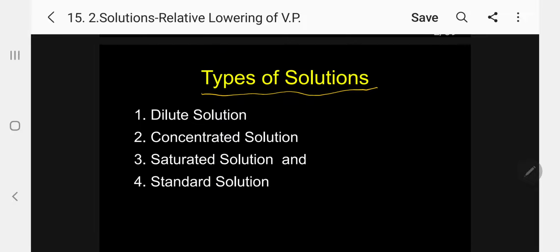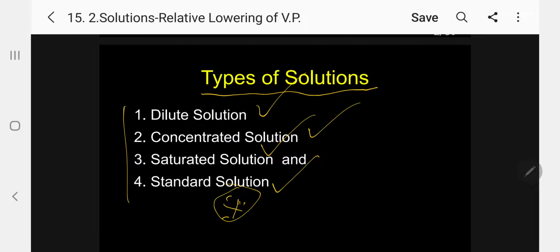And also I can classify into true solution, colloidal solution, suspension. Aqueous solution, organic solution, so many ways I can classify. But relevant to this topic, I am going to classify into four types. One is a dilute solution, number two concentrated solution, number three saturated solution, and number four standard solution.